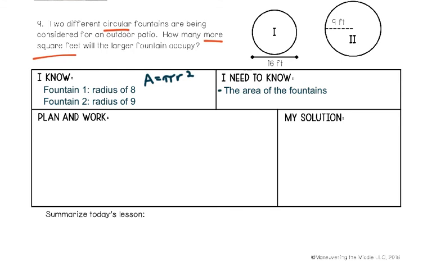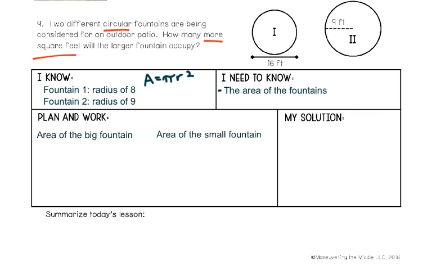All right, so we know that fountain 1 has a radius of 8 because if its diameter is 16, half of that is 8. Fountain 2 already gives us the radius of 9. We also know that the formula for area of a circle is A equals pi r squared. And we're going to need to use that because we need to know the area of the fountains so we can figure out how many more square feet this fountain has than this one. So we're going to start by finding the area of this fountain, then the area of this fountain, and then we're going to find their difference.